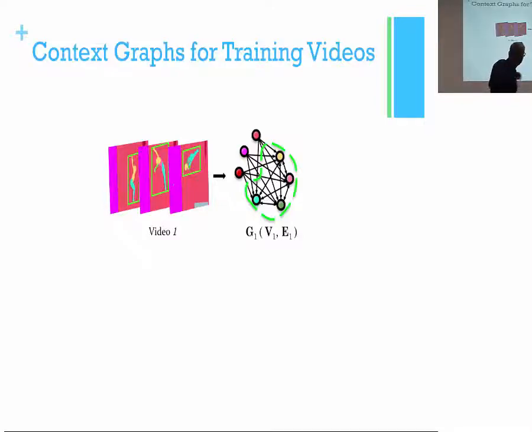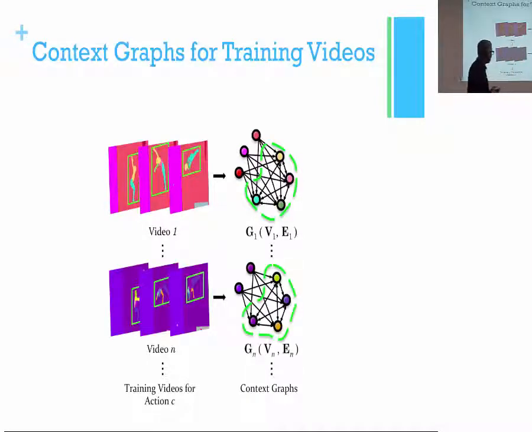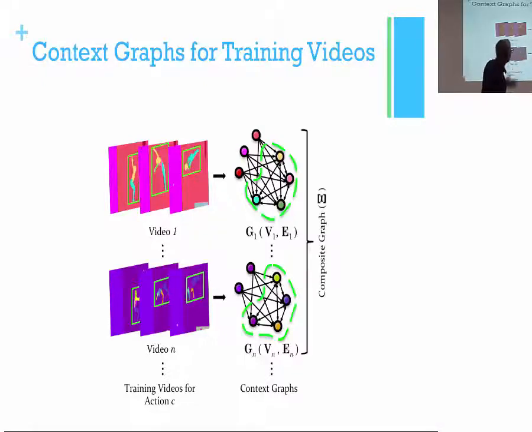We do this for every video of an action to get a collection of graphs, and we call this a composite graph, shown by Xi. Once we have this for all the actions in our training set, we move towards context walk in our proposed approach.